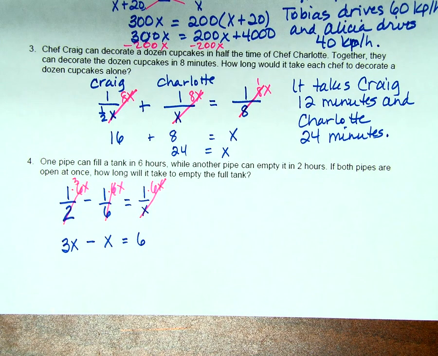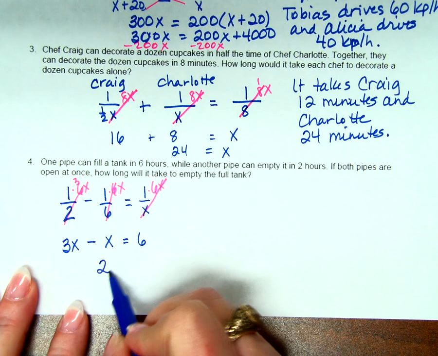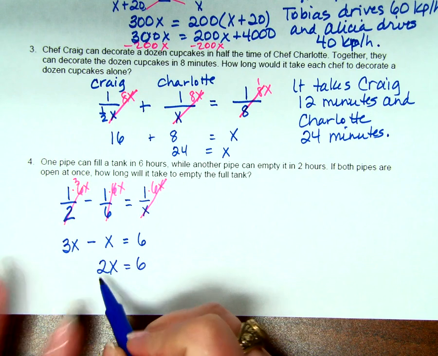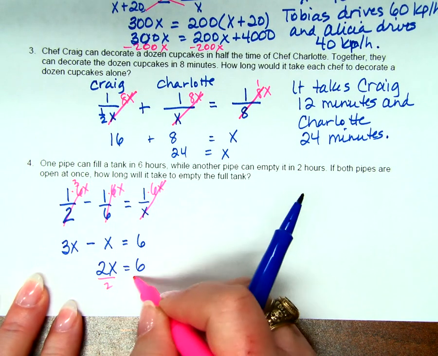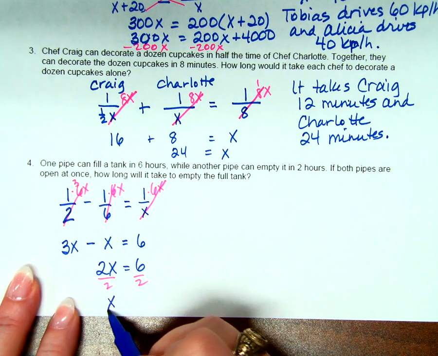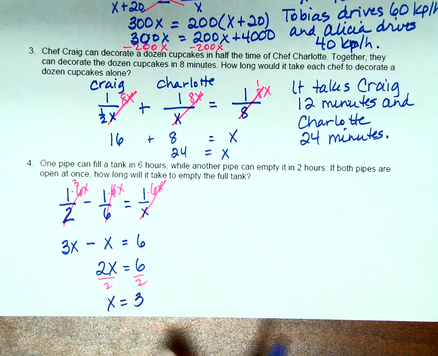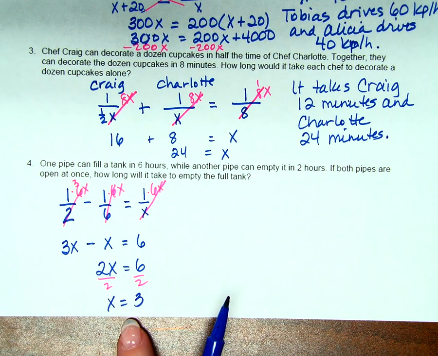Does anybody know what 3x minus x is? 2x, right? Okay, first of all, that took entirely too long. You're scaring me a little. Okay. 2x equals 6. So to solve, just divide by 2. x equals 3. That answers the equation. Answer the question on your own. On your own, write a sentence to answer the question.